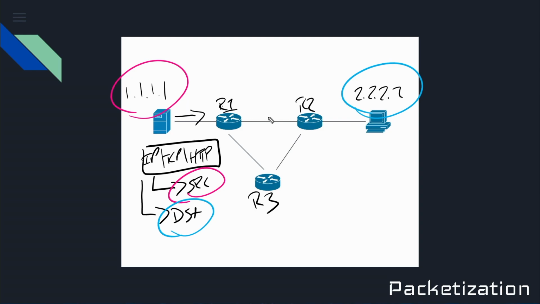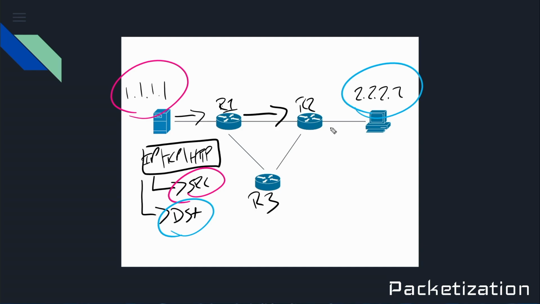So router 1 sees that I need to send this packet to router 2 in order to get this packet to the destination. When router 2 gets that packet, it's going to go through the same process. It's going to look at the destination address, and it's going to see where it needs to send that packet to get it to where it needs to go.